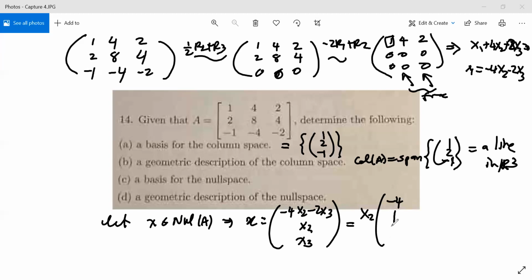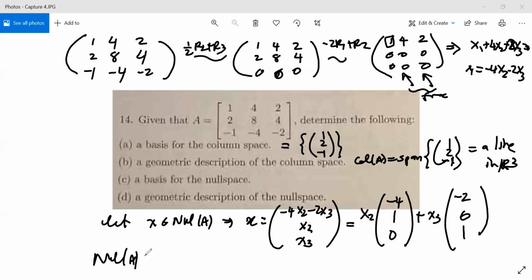That's negative 4, 1, 0. And then pull out the x3, so you will get negative 2, 0, 1. So therefore, the null space now is going to be the span of these two vectors. So a basis for null space is just going to be these two, right? So let me just write it like this. Negative 4, 1, 0, negative 2, 0, 1.